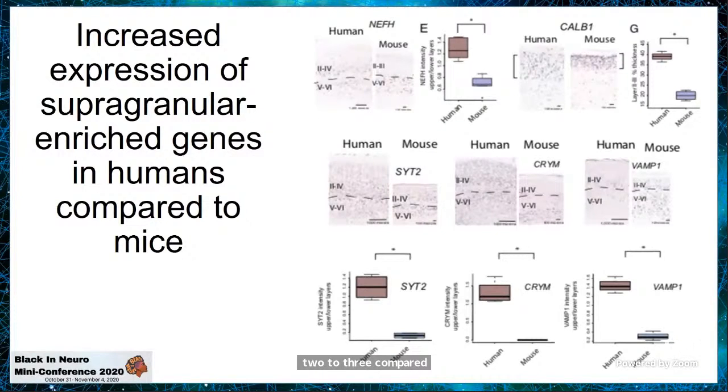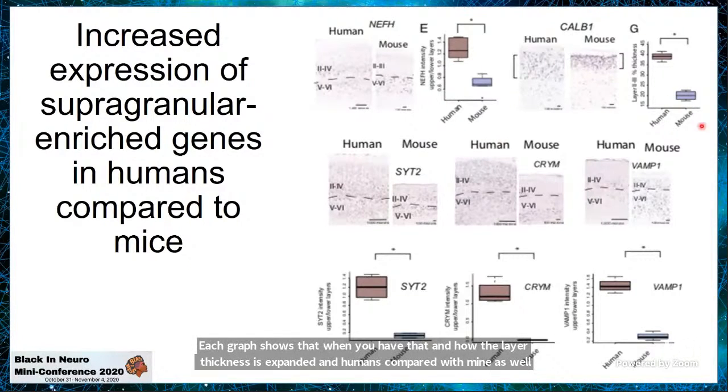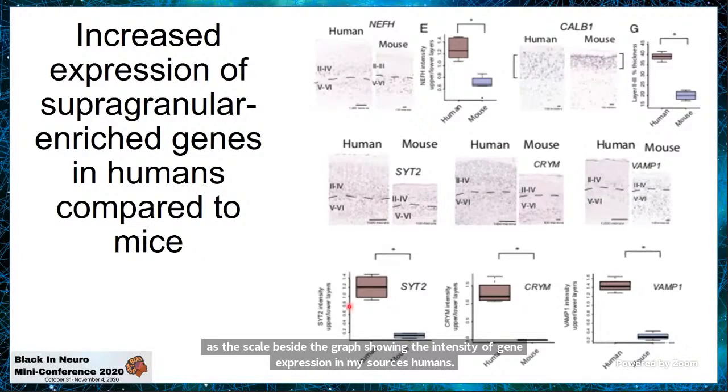Humans have an expansion of layer 2 to 3 as well as an increased expansion of supergranular genes in layers 2 to 3 compared with mice, as you can see here in each graph for each gene that we looked at.